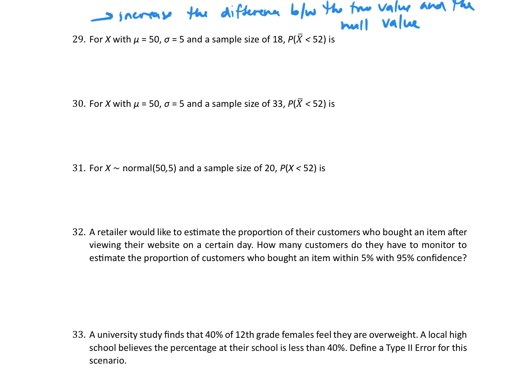All right. For x with mu equals 50, sigma equals 5, and a sample size of 18, find the following probability. What's the problem? The sample size is not greater than 30. It's not normal. We can't do it because the problem doesn't say the population is normal, and it is not a sample size greater than 30.